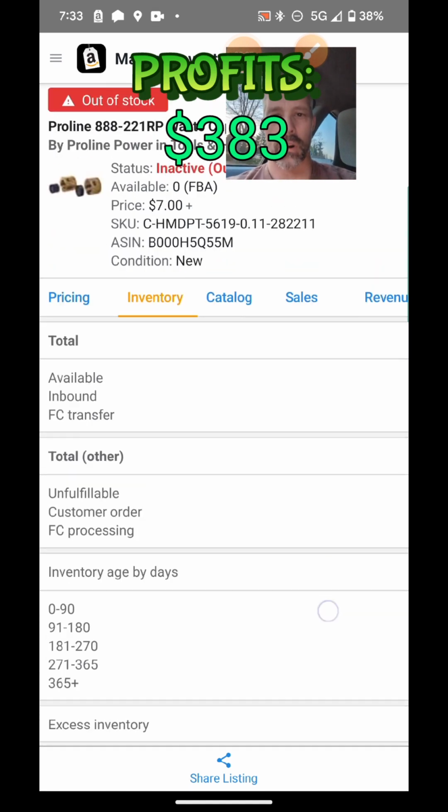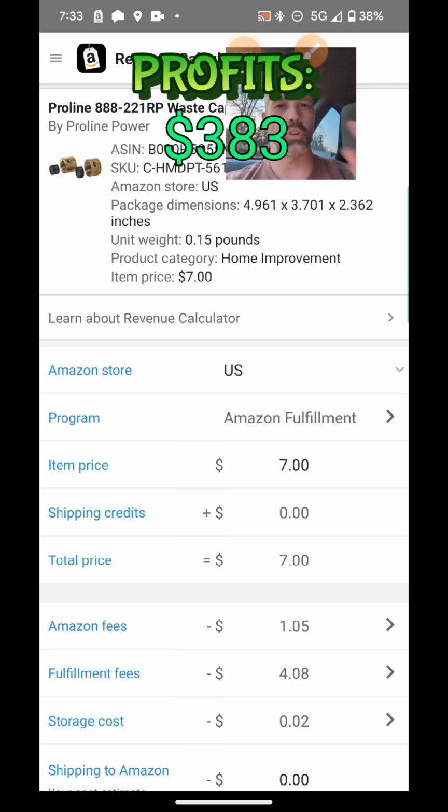So this one will be fun. This one we'll go here, net proceeds. And it's super light. Probably barely cost me 5 cents to ship.